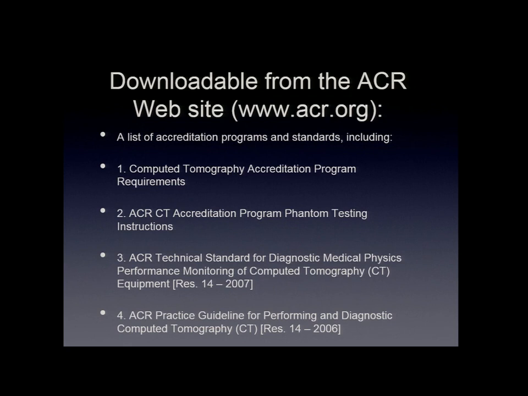Some really good references are on the website for the ACR, the CT accreditation program requirements, phantom testing instructions. Those are there. That gives a list of how to do these tests and also what the criteria are, so you can get those free online. The medical physics standard for performing computed tomography includes what the physicist should do, and also the quality control program that's recommended under that program.